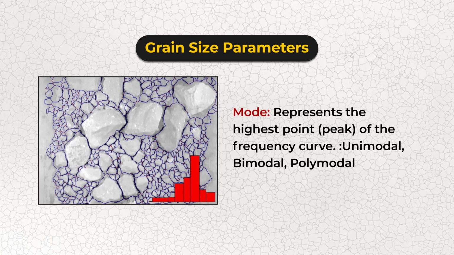Now, the grain parameters are there. There are two main parameters, mode and median. Mode represents the highest point or peak of the frequency curve. There could be either unimodal, bimodal, or polymodal.